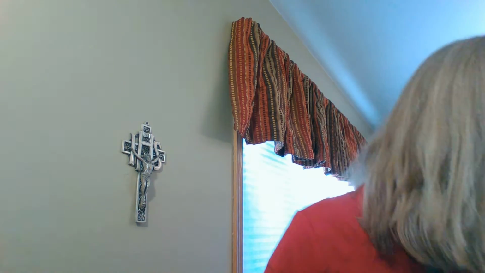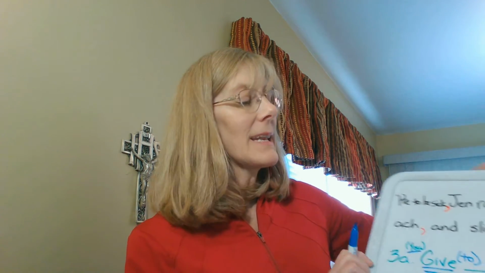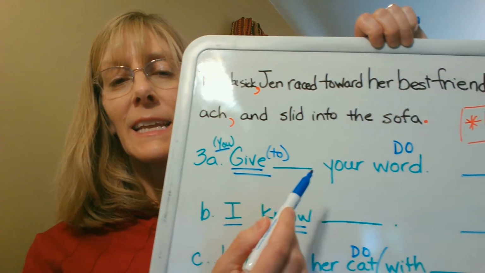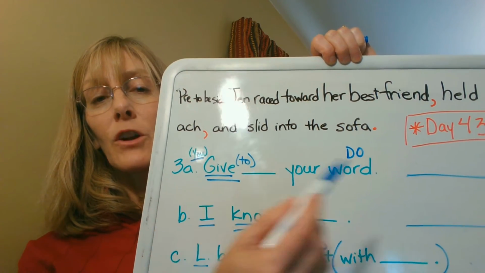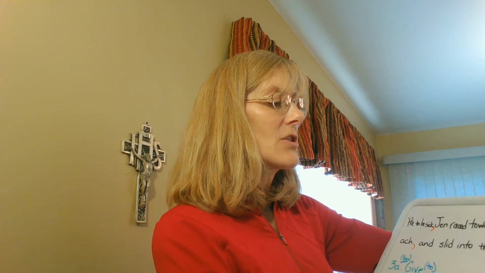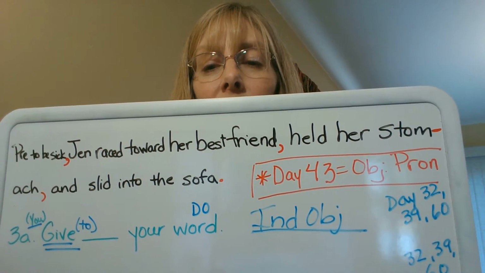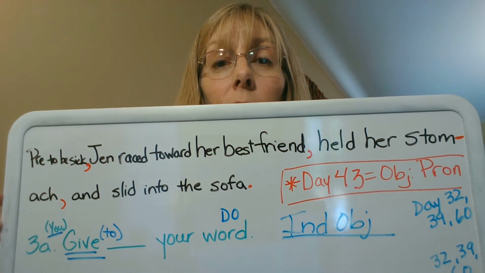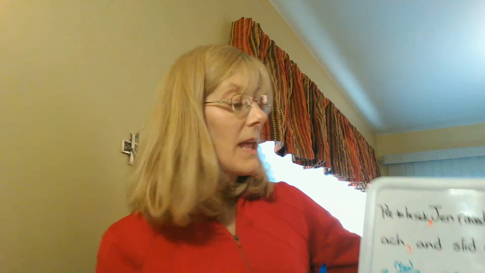It would be understood. So if you have an objective pronoun, or any type of noun actually, and it's in a place where you could put the word to in front of it, and it's between the verb and the direct object, hopefully you remember from day 60 that that would be an indirect object, okay? Indirect objects were from day 32, 39, and day 60. All right. You can pick which objective pronoun you want to put in there, but it's being used as an indirect object.